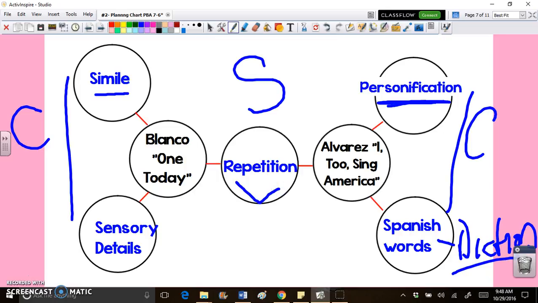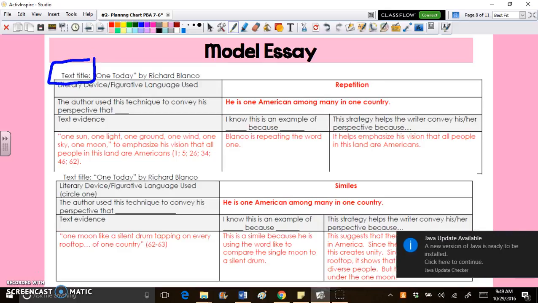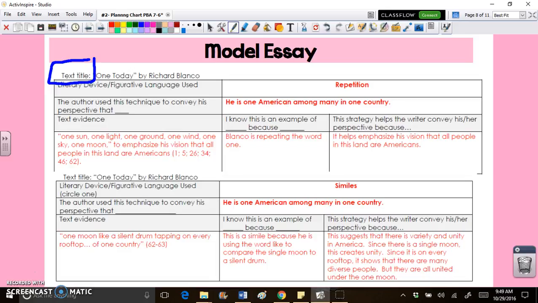And so in that essay, the model student decided to compare their use of repetition and then contrast the items of simile, personification, and then sensory details and Spanish words. All right, so for our model essay planning chart, and it's the same planning chart that you are going to be using for your essays, you're going to put the text title where it says text title. You're going to identify the literary technique or figurative language that's being used. In this case, I'm starting out with the poem One Today, and I'm starting out with repetition.